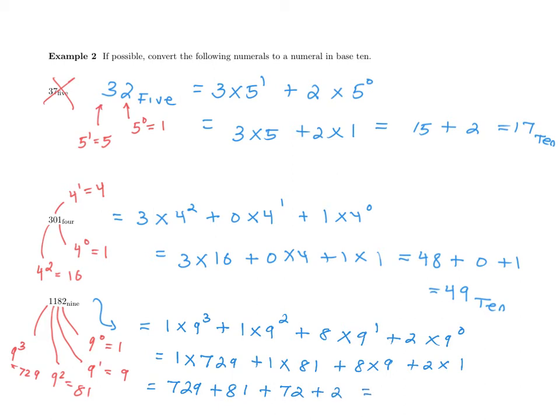plus 81, plus 8 times 9 is 72, and then plus 2 times 1 is 2. If we sum all of these together, that's 729 plus 81 plus 72 plus 2, that's 884. And this is a base 10 number. So here we took numbers in different bases that were different than 10 and converted them into base 10 numbers.